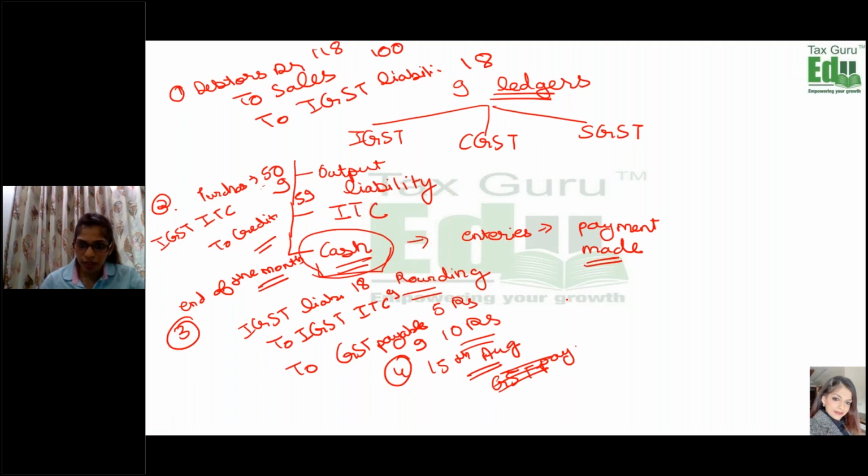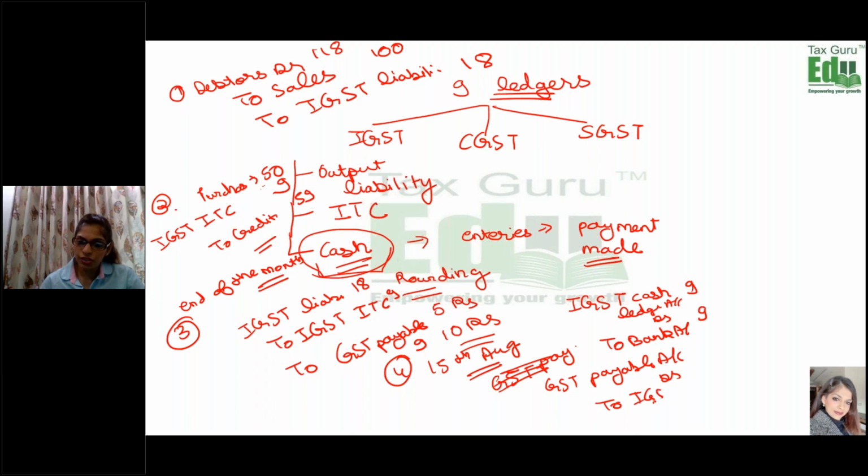I'm going to make the payment. All the things are happening in IGST, so that is why I have taken IGST. IGST cash ledger account debit, to bank account. I have made the payment, 9 rupees and 9 rupees. As soon as I have made the payment, I debited the cash ledger and credited my bank account. And on the same day, I'll make the entry: GST payable account debit, to my IGST cash ledger account.